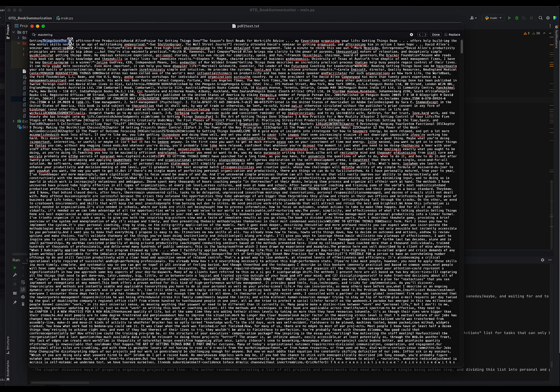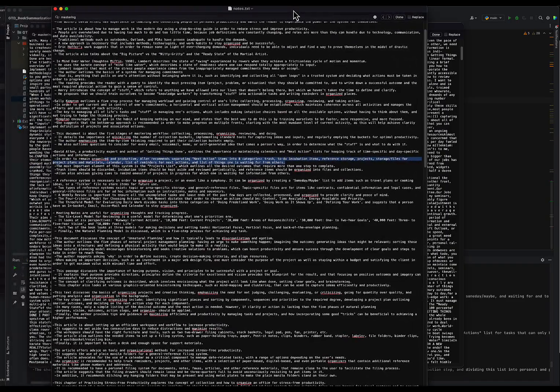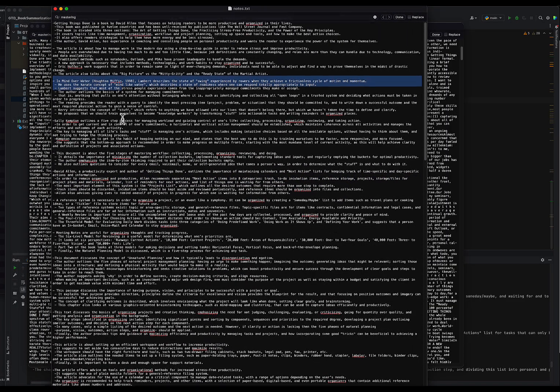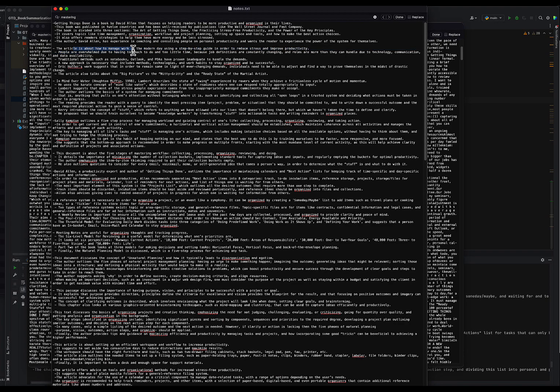Okay, Getting Things Done, the art of stress-free productivity, and so on. So I'll open the notes. Okay, these are the notes, and let's see what we have. So Getting Things Done is a book by David Allen that focuses on helping readers to be more productive and organized in their lives. Good. Look, it's split so that for each note, I split it into sub-notes. This book was published in 12 countries and so on. The article is about how to manage work in the modern day using a step-by-step guide in order to reduce stress and improve productivity. Nice.